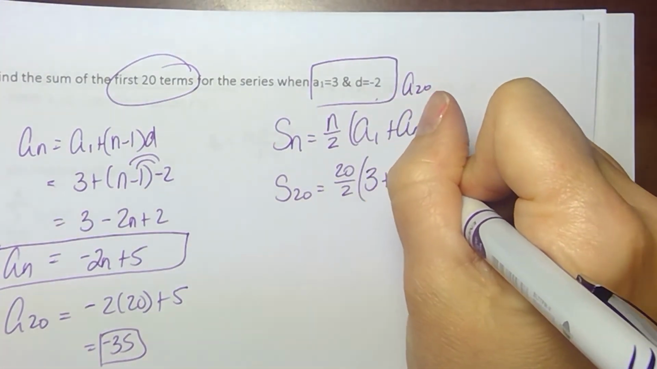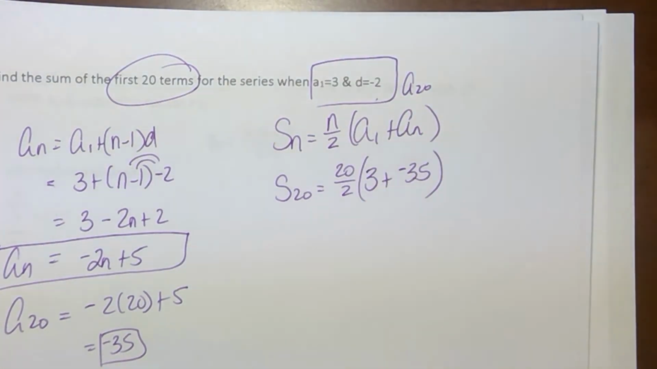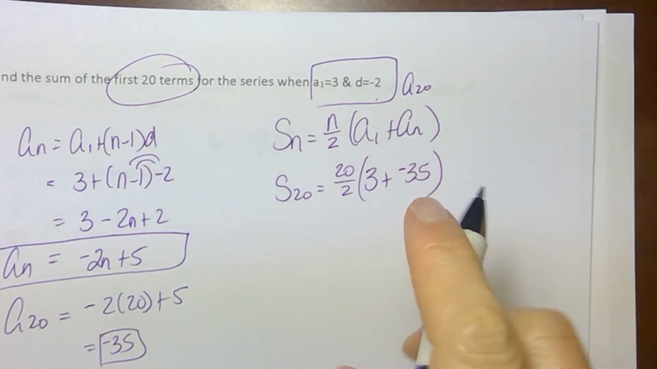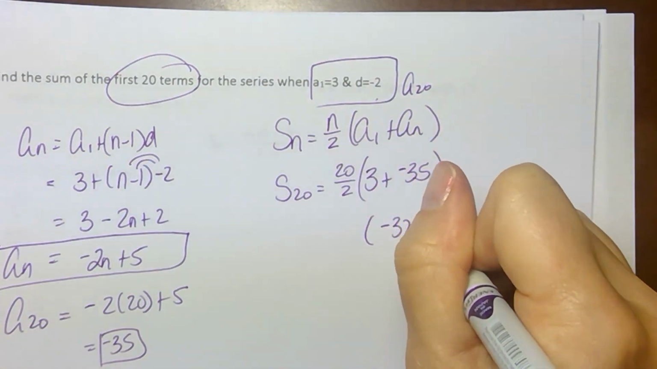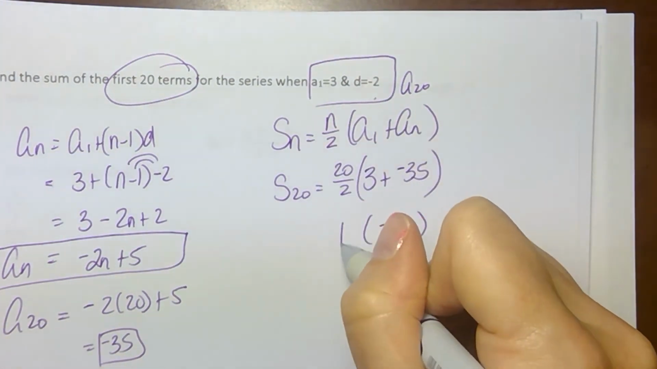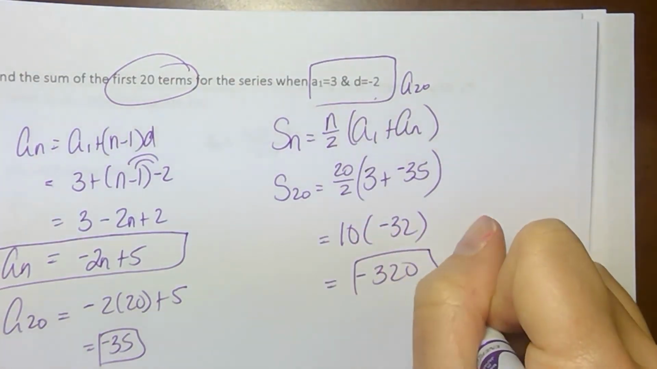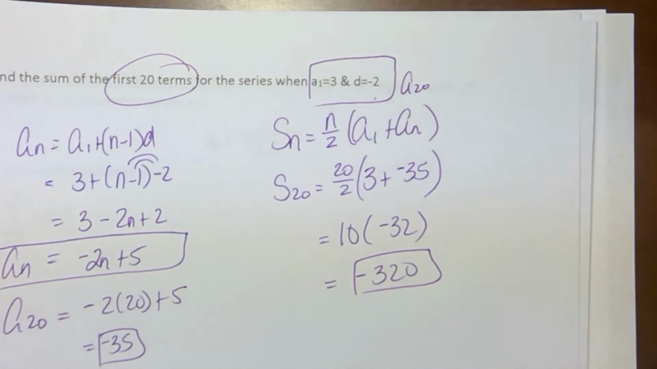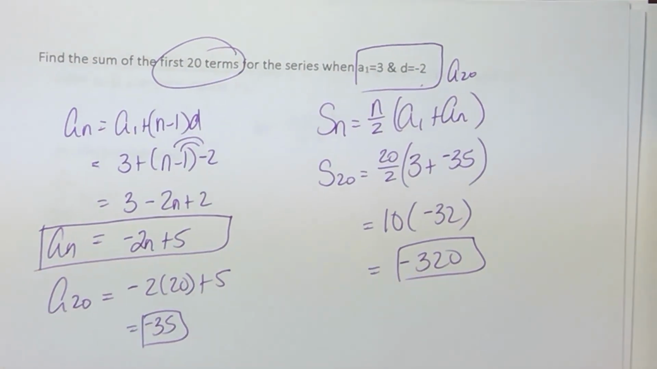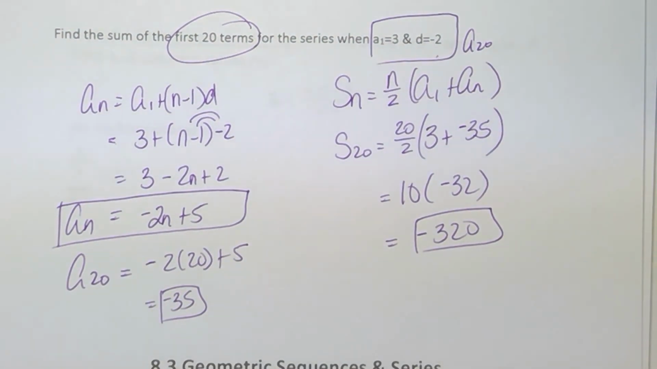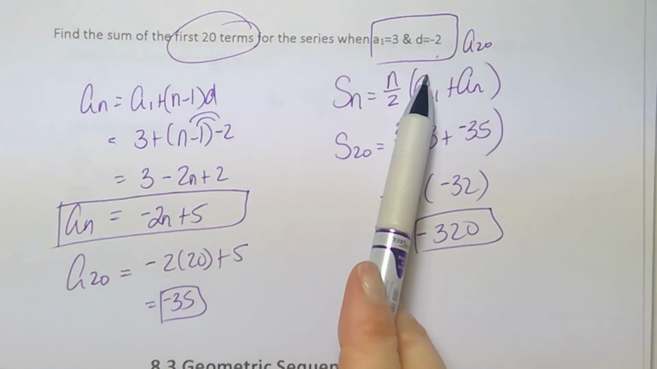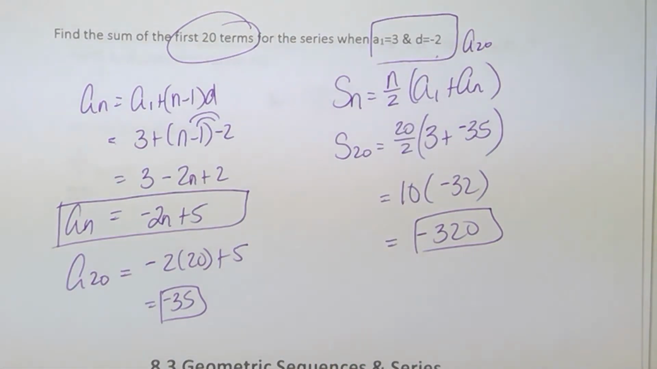So I have 3 and negative 35 that I need to add together. 3 and negative 35 is negative 32, and 20 divided by 2 is just 10. So my sum then is negative 320 for the first 20 terms of that arithmetic series. And again, I knew it was arithmetic because it had a common difference.